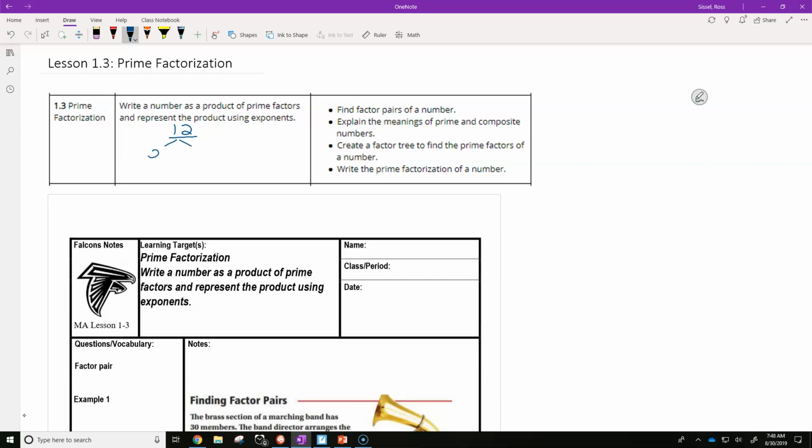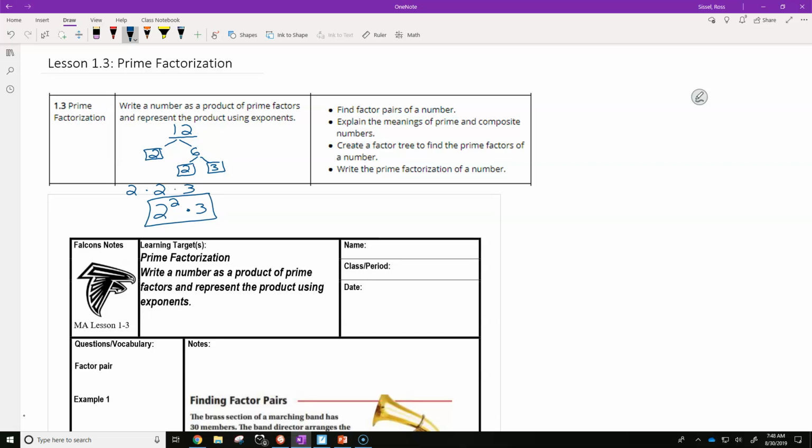Like maybe I do 2 times 6, and then 6 is 2 times 3, which we would write as 2 times 2 times 3, which breaks down to equaling 2 squared times 3. Okay? That is what you are going to be able to do today.